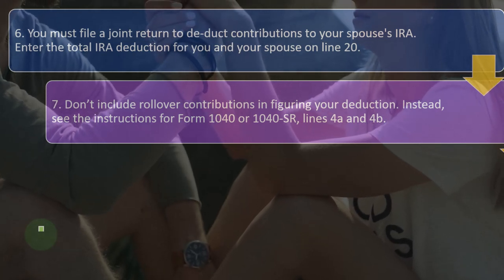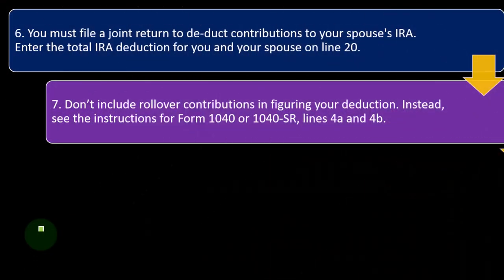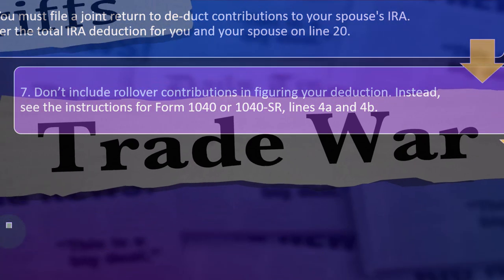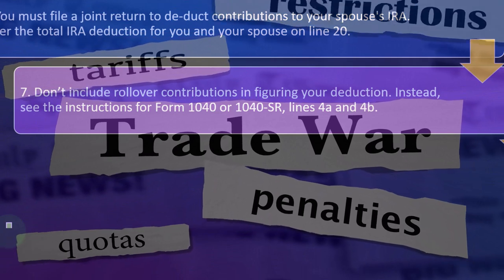Number 7, don't include rollover contributions in figuring your deduction. Instead, see the instructions for Form 1040 or 1040-SR lines 4a and 4b. So if you have an IRA in one financial institution, and then you go to another financial institution and you want to move the money from one institution to the other, you want to make sure that you do so without pulling the money out. Otherwise, you'll have a taxable event, possibly subject to tax and possibly penalties that we talked about before, and therefore you want to roll it over.